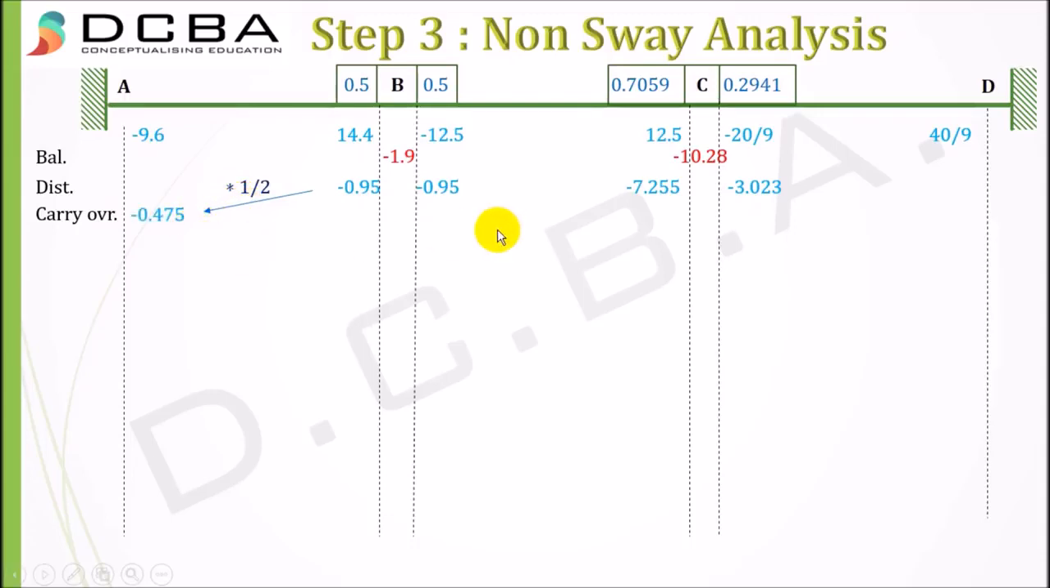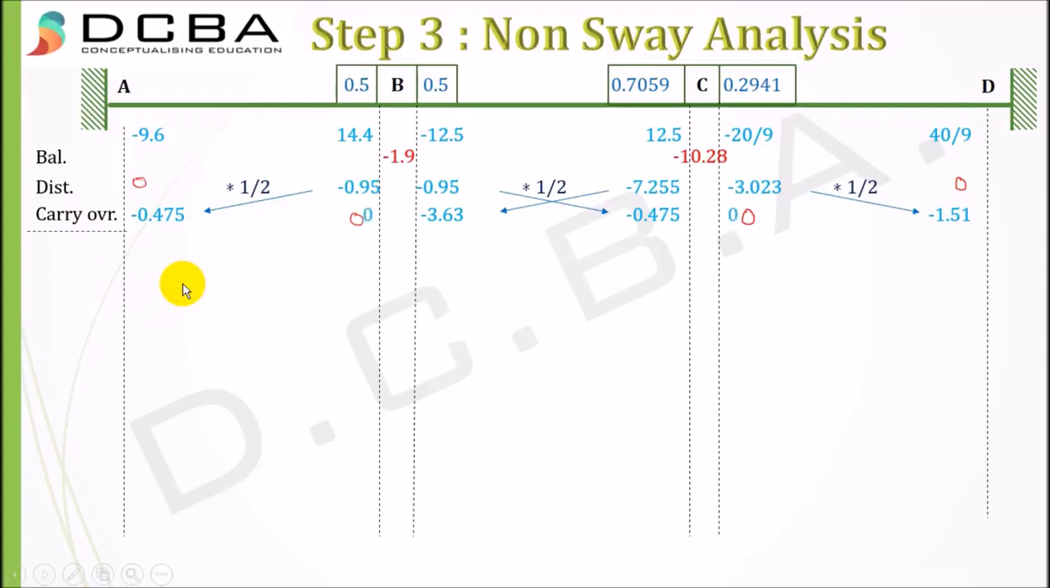So it's minus 0.475. This is carried over to the next support C, this carried over to support B, this carried over to support D, and since there is nothing here, it is 0, 0, and again here also it is 0. So zeros carried over here would be 0 only. Again this carryover here would be 0, right? This finishes our first iteration.